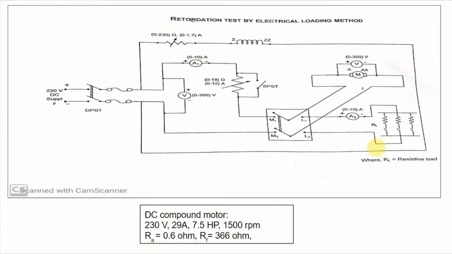In this test, the machine under test is speeded up to its rated normal speed using the starting and variable rheostat. So using this rheostat here and this rheostat here, we will bring the machine to its rated speed. Now there are two sections in the procedure. The first one is without electrical load and the second one is with electrical load.